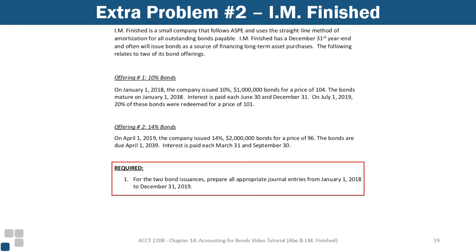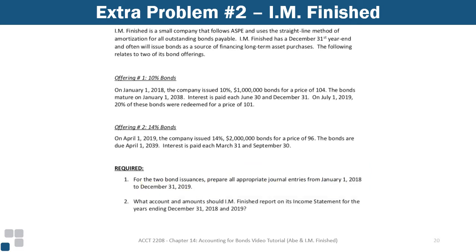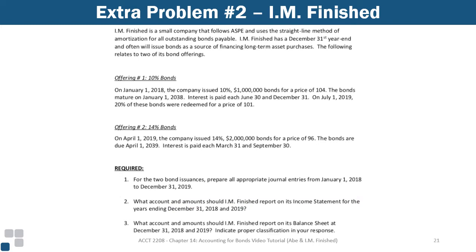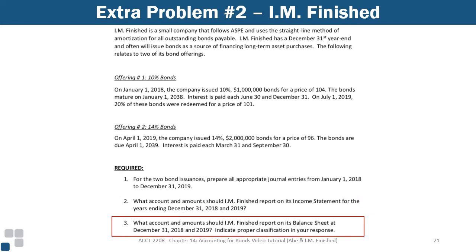Our requirements. For both bond issues, we're going to have to prepare all the journal entries from January 1st, 2018 to December 31st, 2019. We're going to have to show what amounts we'll see on the income statement for the years ending December 31st, 2018 and 2019. And then we will show the amounts on the balance sheet at December 31st, 2018 and 2019 with proper classification.